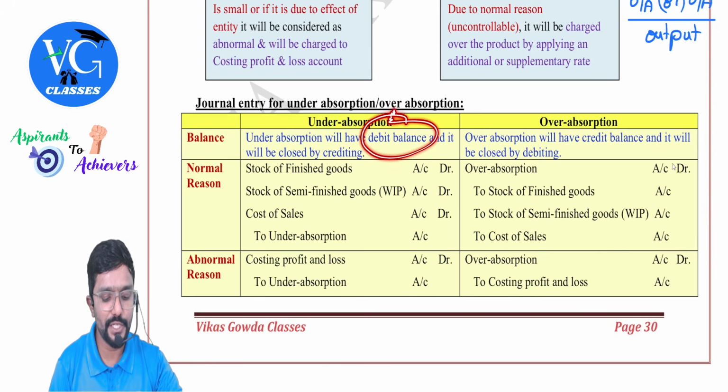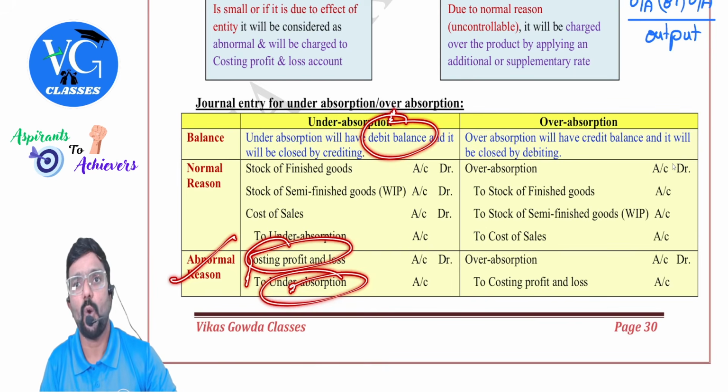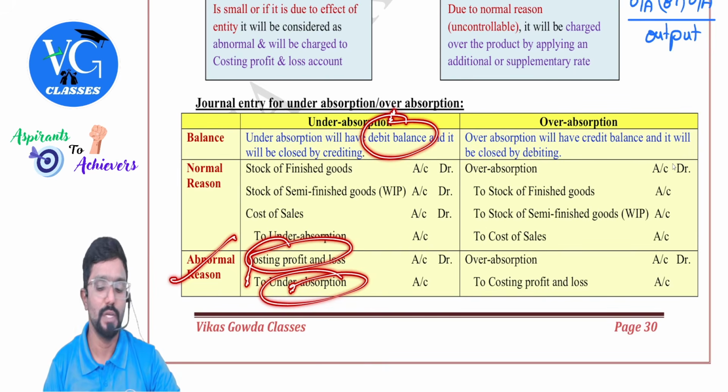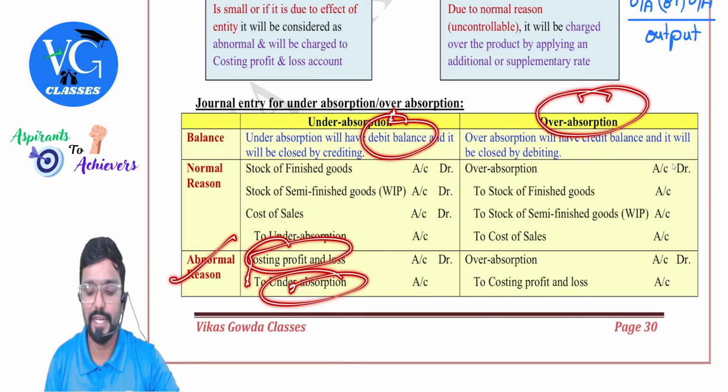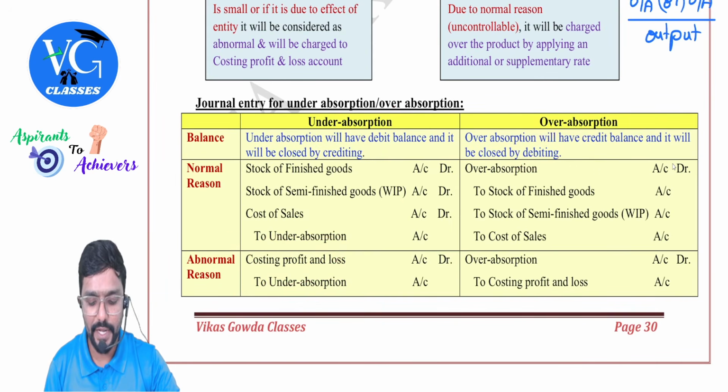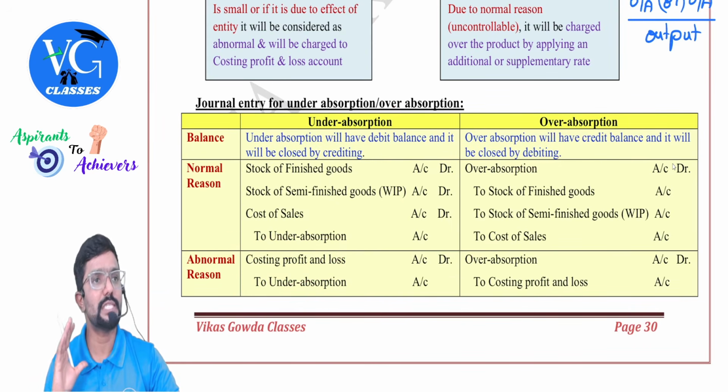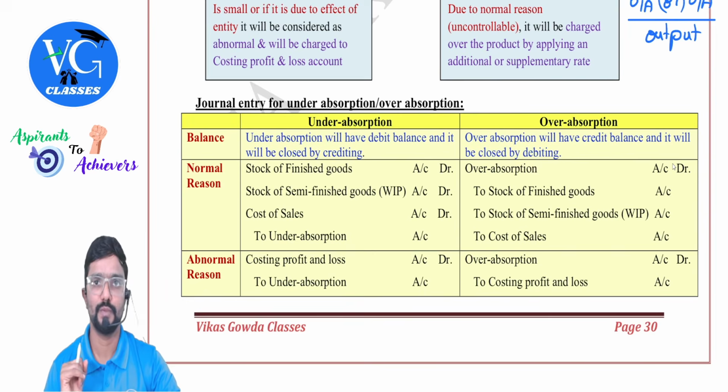And if that under absorption is due to abnormal reasons, how do I close it? By crediting it. What do I debit, sir? Costing P&L. Sir, what if it is over absorption? Then it will have a credit balance. How do I close an account which has a credit balance? By debiting it. So what is the entry? Over absorption to costing profit and loss account.